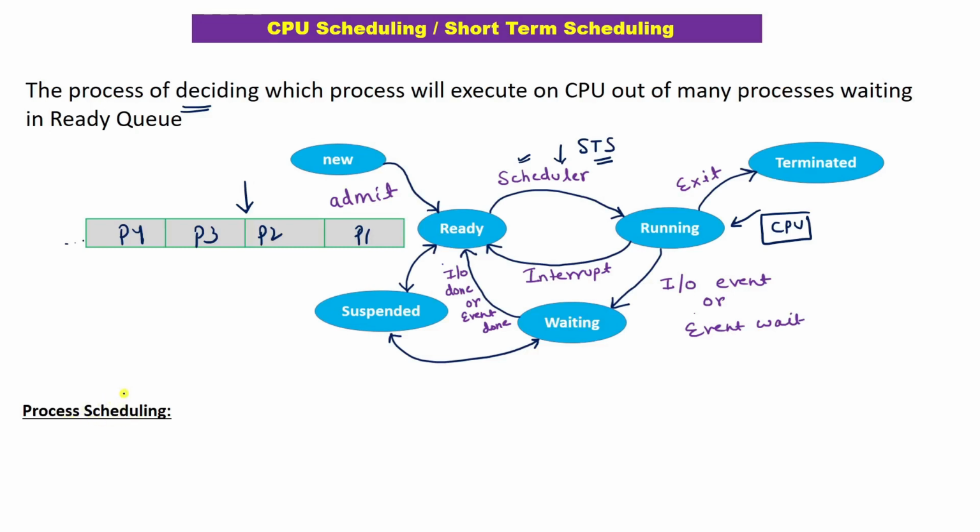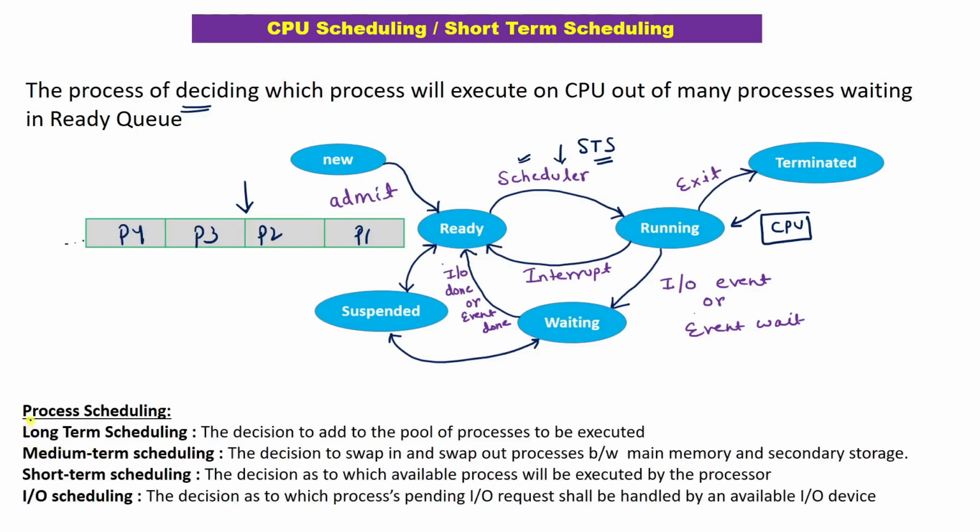Before ending the video, let me tell you one important term, that is process scheduling. Scheduling means just providing the time for a particular activity. So process scheduling means giving the time for a process to be executed on some particular thing, or providing some resources for a particular time. Inside process scheduling, CPU scheduling comes. Here you can see inside process scheduling we have long-term scheduling, medium-term, short-term, and IO scheduling.